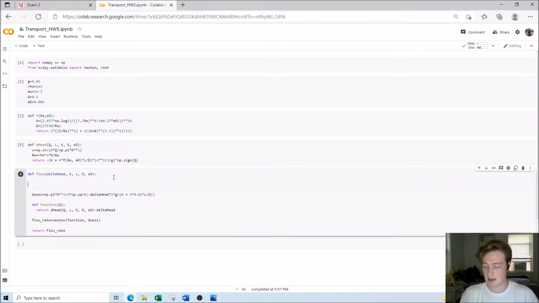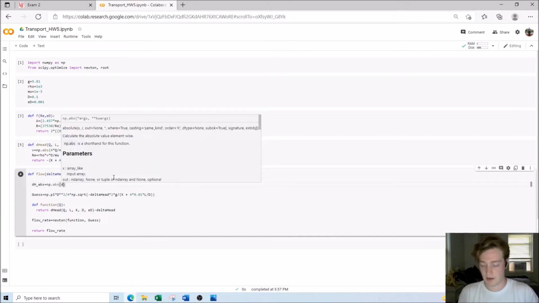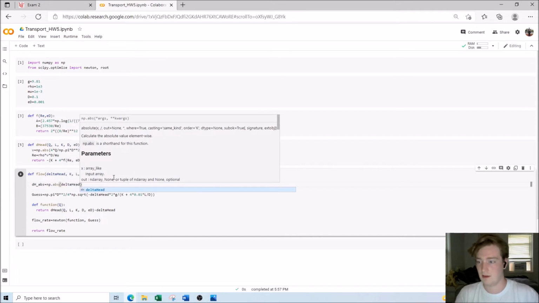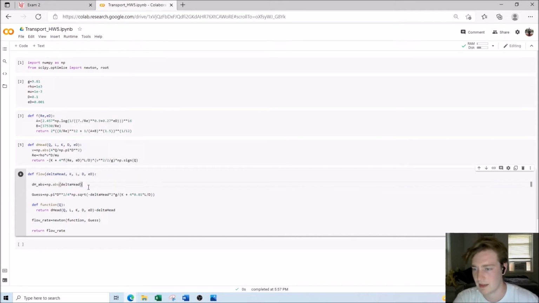So let's say dh absolute value is going to equal the negative, not the negative, the absolute value of the delta head. Just like that. And then let's replace this negative delta head with dh absolute value. And the same thing here, dh absolute value. There we go. Now you would think this is right. This is actually wrong. I'm sorry.